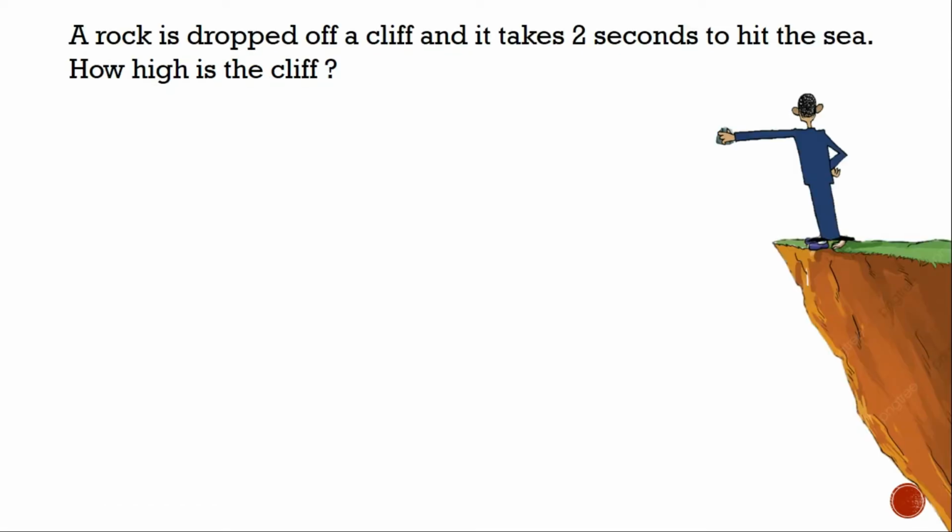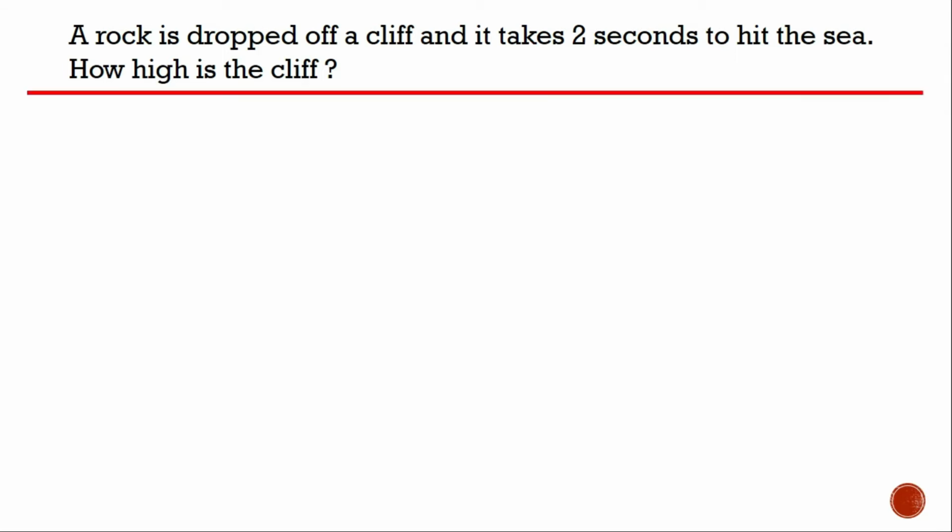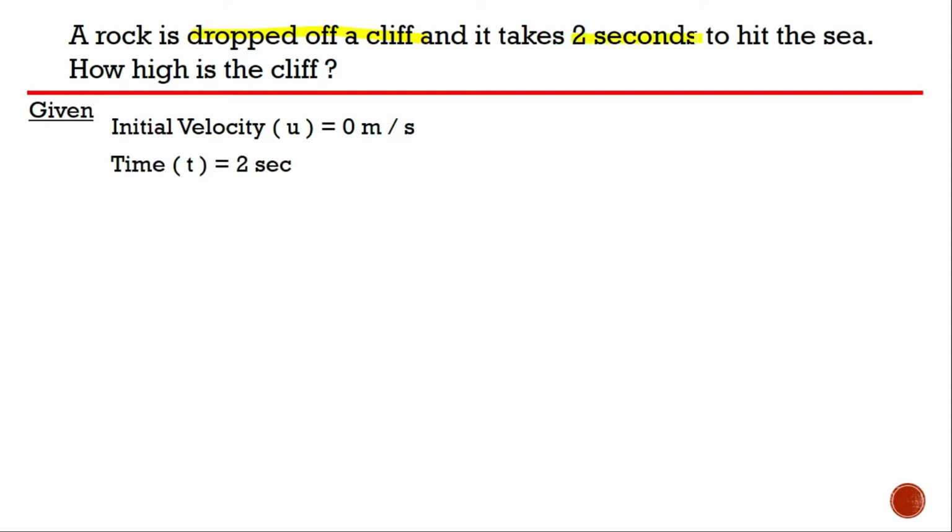Now let's look at one more question. Suppose a rock is dropped off a cliff and it takes 2 seconds to hit the sea. How high is the cliff? So what are the quantities given by this question? A rock is dropped off the cliff. It means the rock before being dropped was at rest. So here initial velocity u is 0 meter per second. It takes 2 seconds to hit the sea. So time t is 2 seconds.